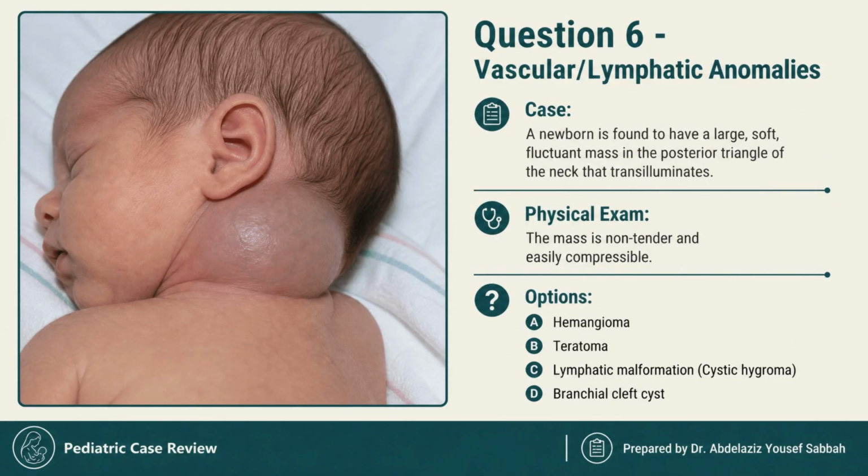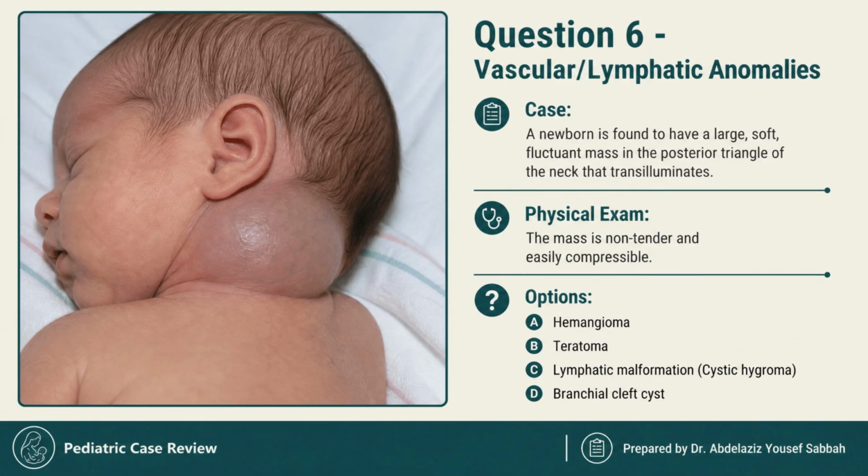Question 6. Vascular and lymphatic anomalies. A newborn is found to have a large, soft, fluctuant mass in the posterior triangle of the neck that transilluminates brightly when a light is applied. On physical examination, the mass is non-tender and easily compressible. What is the most likely diagnosis?